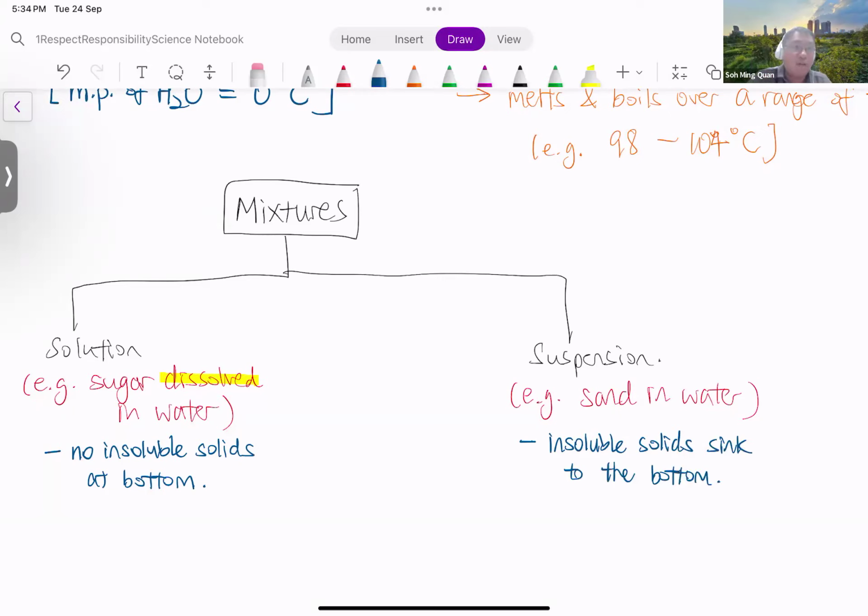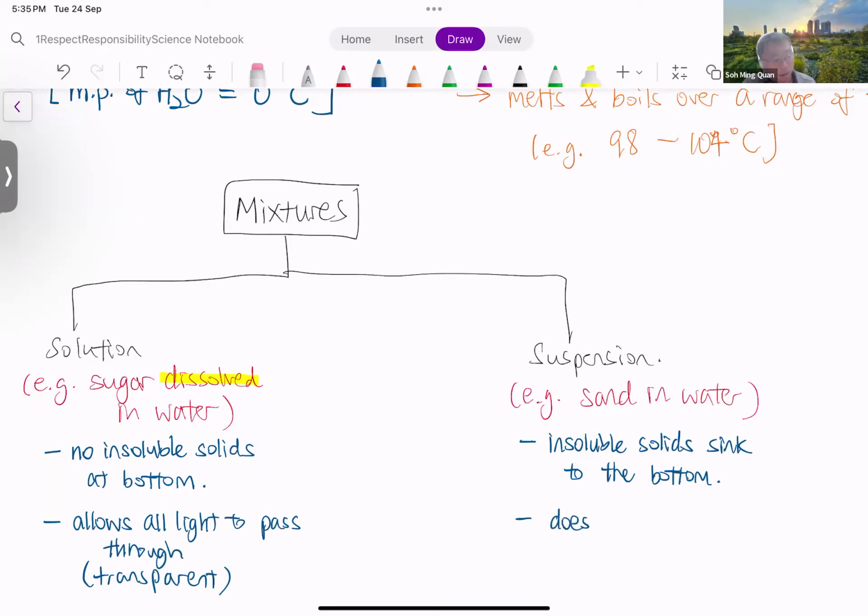The next important difference is that a solution allows light to pass through it. That means it's transparent. Okay, and that's a solution. Whereas a suspension does not allow light to pass through.